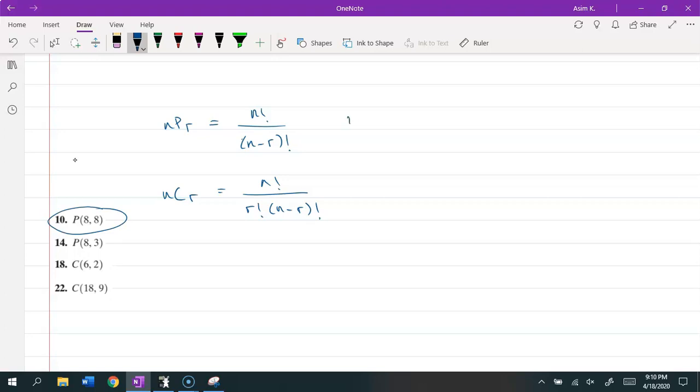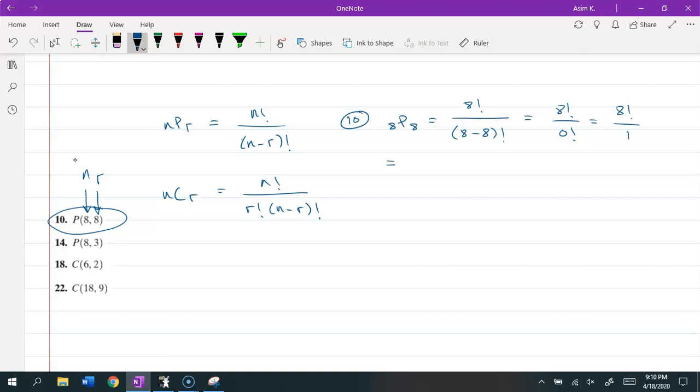I did try an example earlier, so I just want to take number 10 and try it with you for the first one. So number 10 says P(8,8), so that's 8P8. That's how you write it. Okay, so 8P8. And this book always uses the format n and then r. So 8P8 is going to be 8 factorial over 8 minus 8 factorial, which is going to give you 8 factorial over 0 factorial. And in a previous lesson, we talked about how 0 factorial is actually equal to 1.